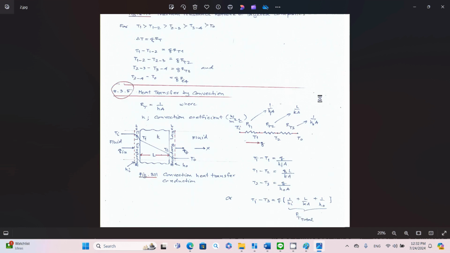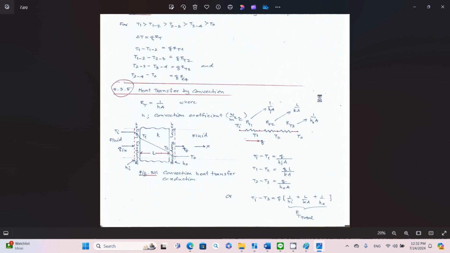Now let's introduce heat transfer by convection. You will have a new equation. For thermal resistance, if the heat transfer is by convection, your RT equals 1 over hA, not L over kA anymore, where h is the convection coefficient in the unit of watt per meter squared degree Celsius.